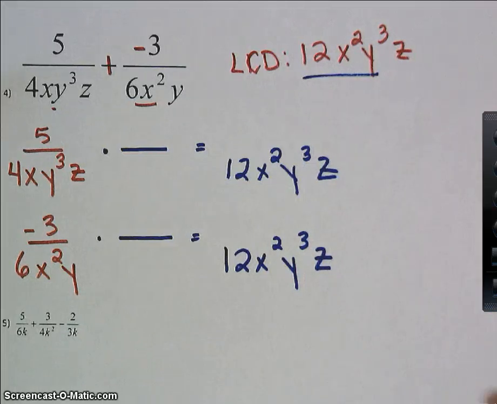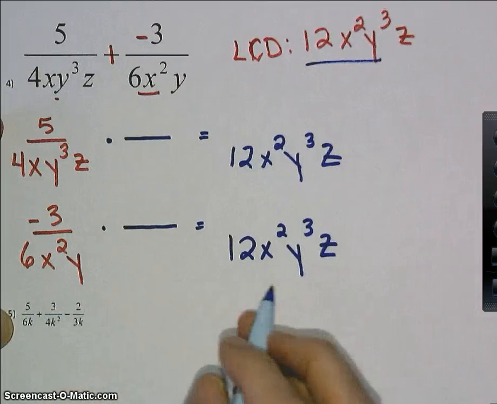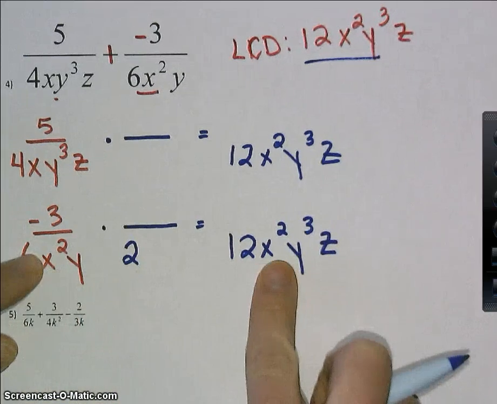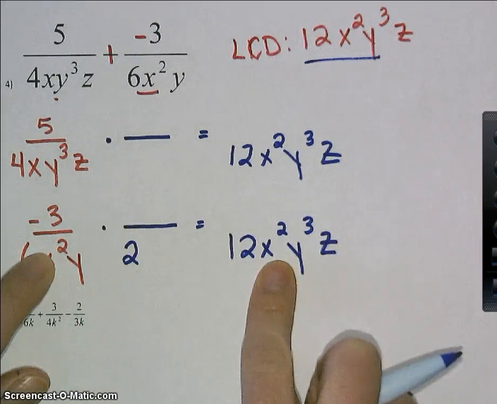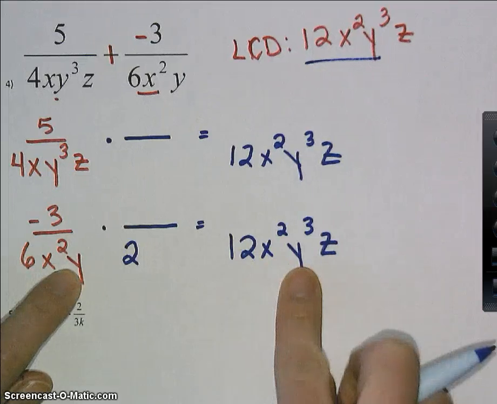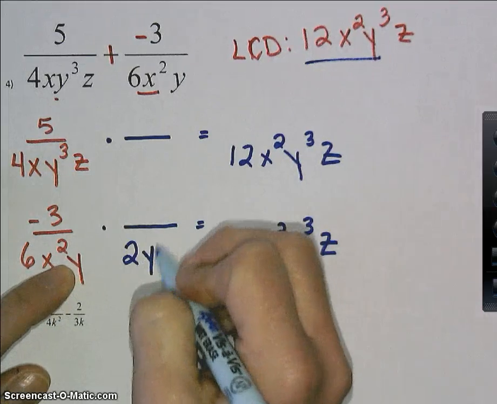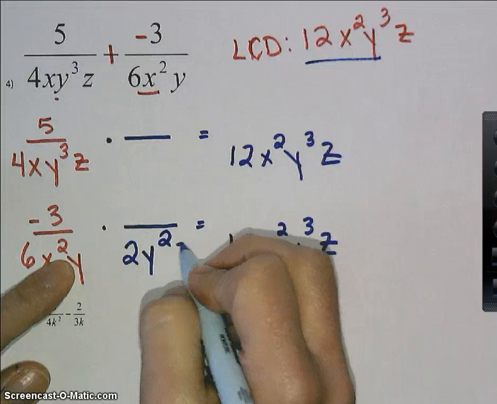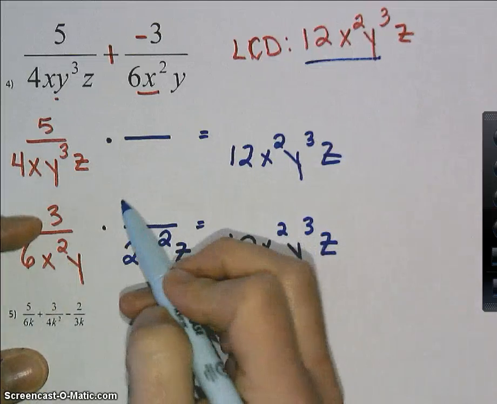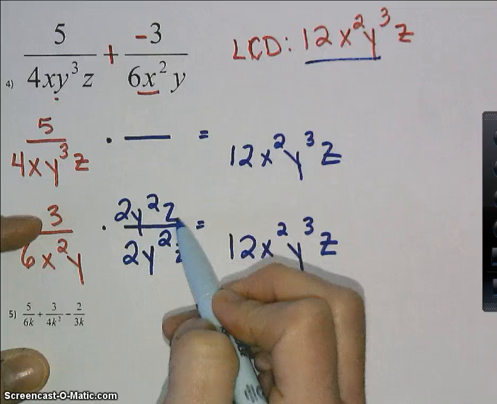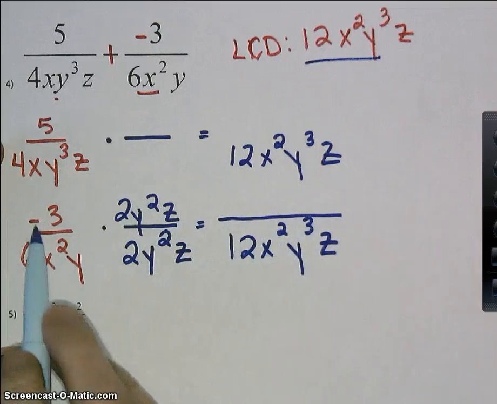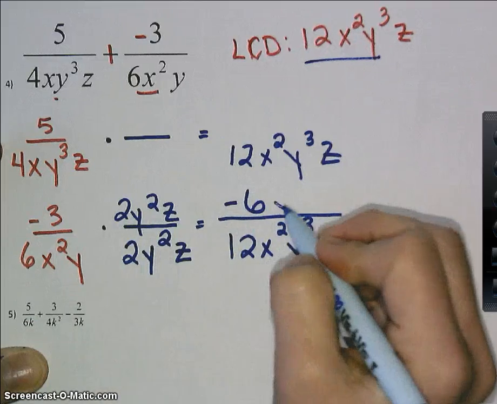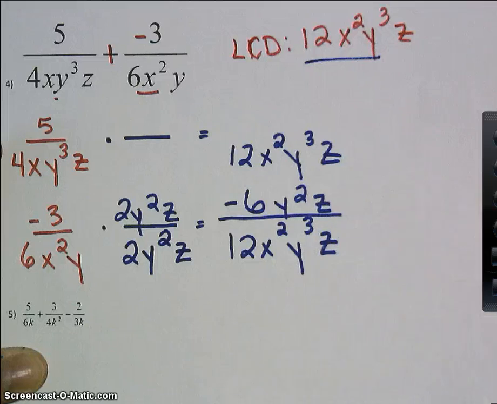Okay, so let's begin. Say 6 times what gives me 12? Well, 6 times 2. X squared times, well, just 1 gives me x squared, so I don't have to worry about that. Y times what gives me y to the third? Well, I need 2 more y's. And then I have no z's, but I need a z, so I need to multiply by z as well. So then I also have to do the same to the top. So then I get negative 3 times 2 is negative 6, and then my variables just follow, y squared z.